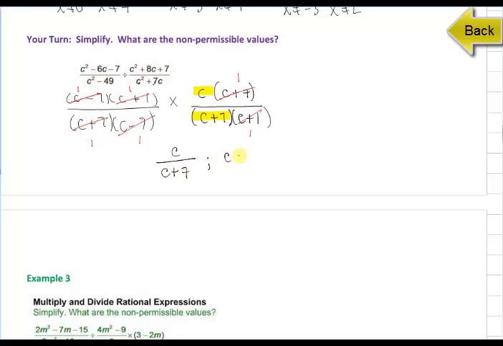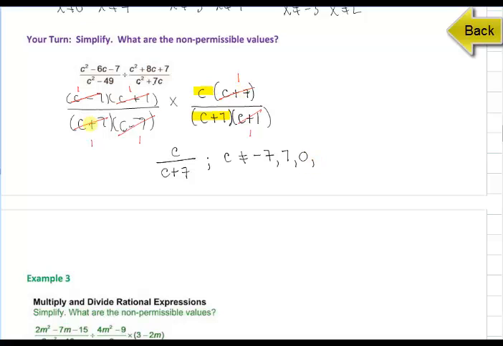And our non-permissible values are that c cannot be... So if I take a look at this factor here, it can't be equal to negative 7. And if I take a look at this factor here, c cannot be positive 7. And then remember, I've got to go with the denominator and the numerator here because I had to multiply the reciprocals. So if I take a look at this numerator here, c cannot be 0.